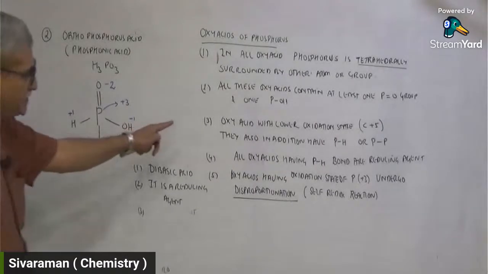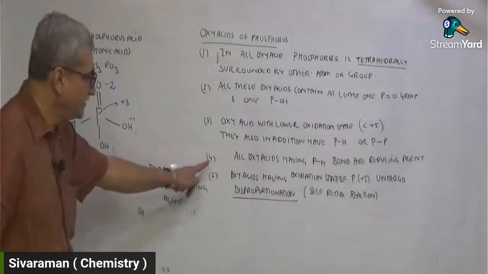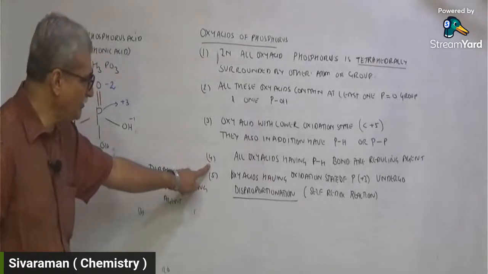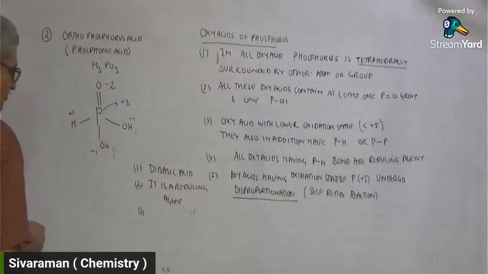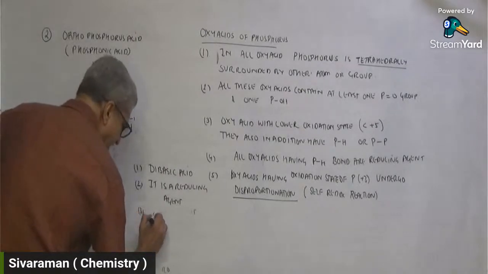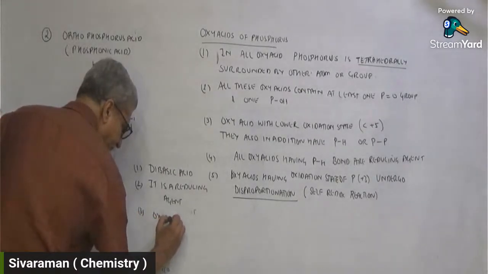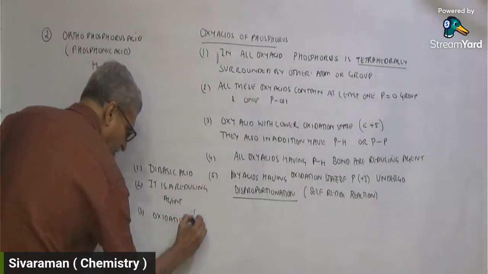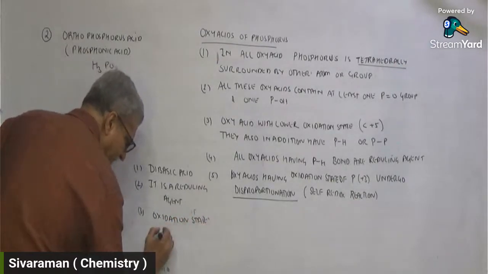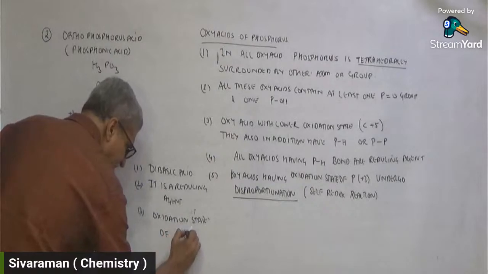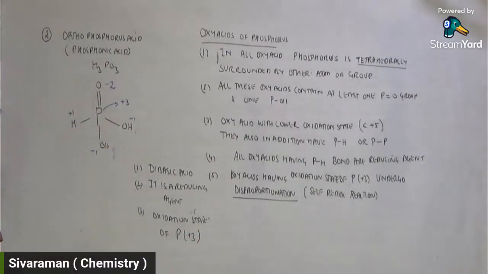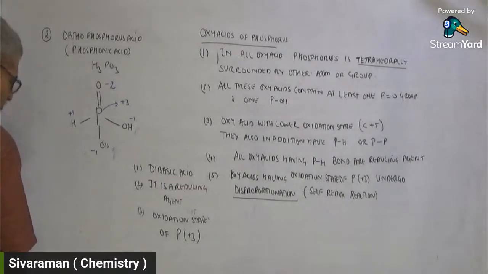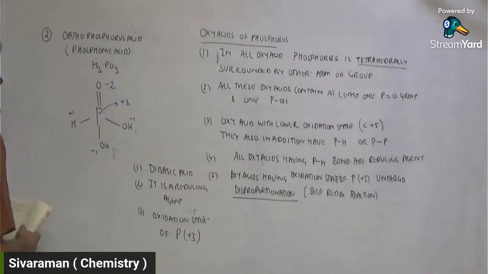Now here the rule says oxyacids having an oxidation state of +3 undergo disproportionation. So let us look at the reaction. The oxidation state of phosphorus is +3, so it is deemed to undergo disproportionation. So what does it do?